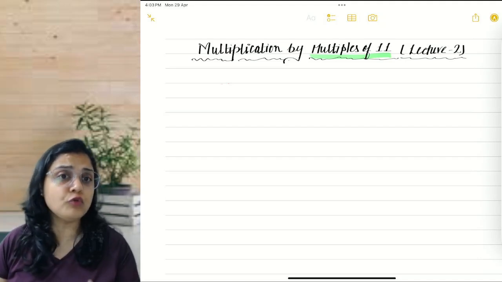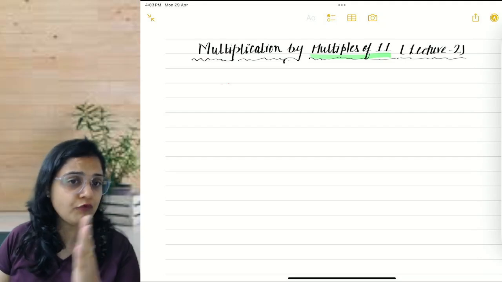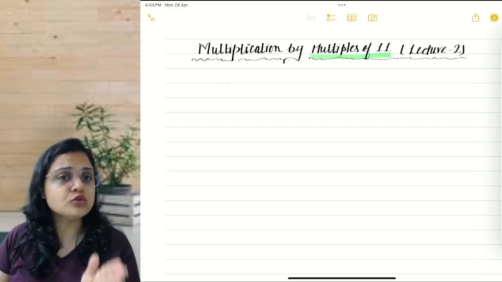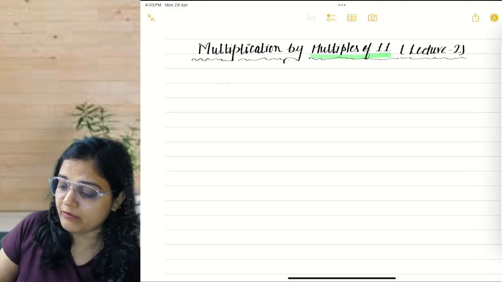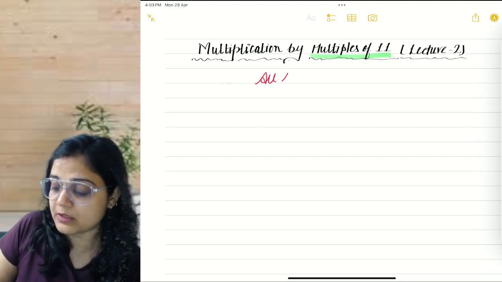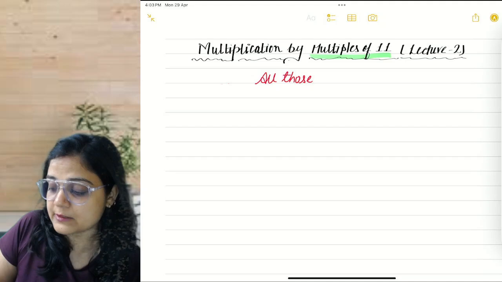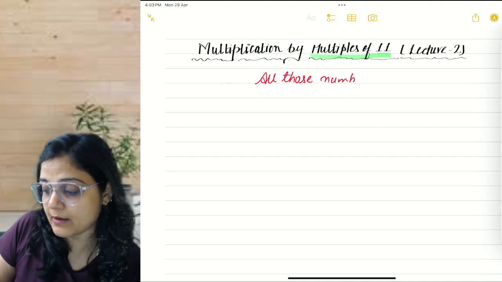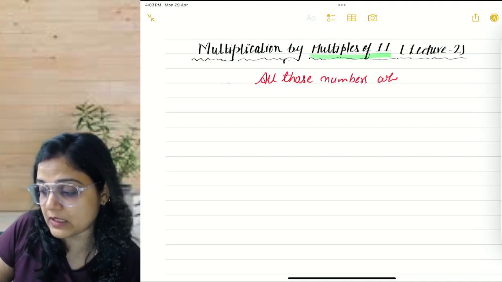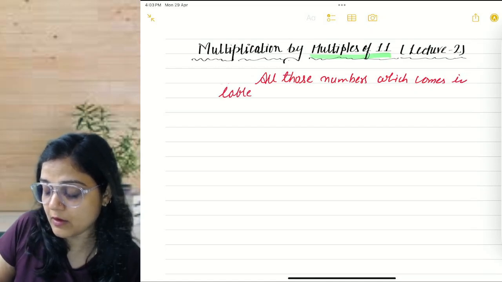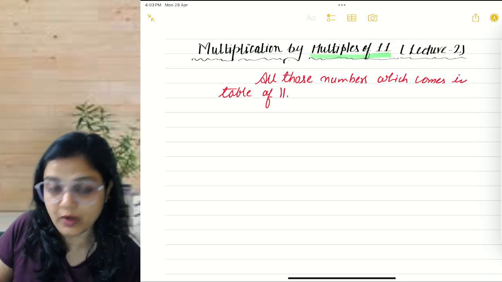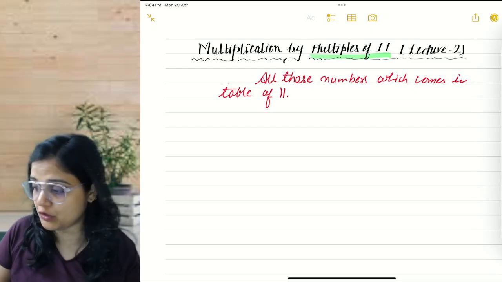So I hope all of you know the table of 2, 3, 4, 5 and so on like this. So you know the table of 11 also. So in multiples of 11 we consider all those numbers which come in the table of 11. All right, this is as simple as that, multiples of 11.